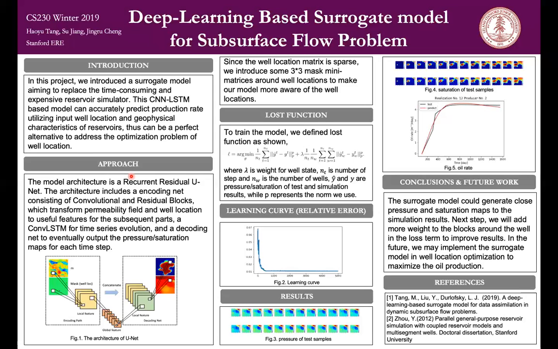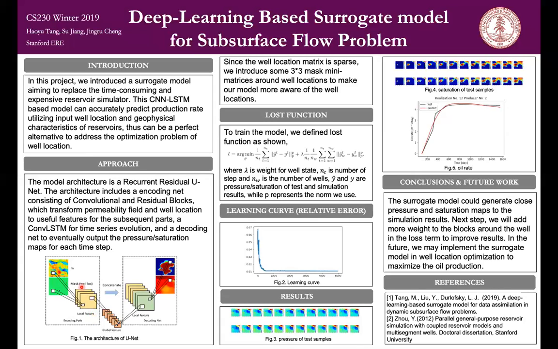First one is the permeability field, which basically tells you how permeable or how the fluid can flow. And the second channel is the mask of well location. Since we only put 0 to all non-well grid blocks and 1 or -1 for producer and injectors, which are two different kinds of wells, the matrix is pretty sparse. To make the model more aware of the well location, we introduce a 3x3 mask to stress these points.